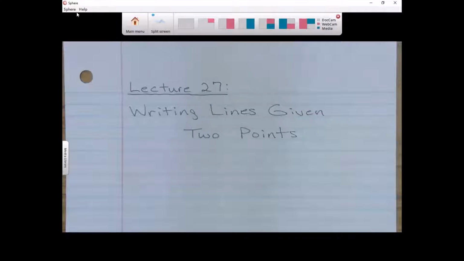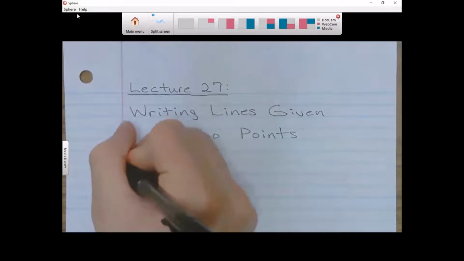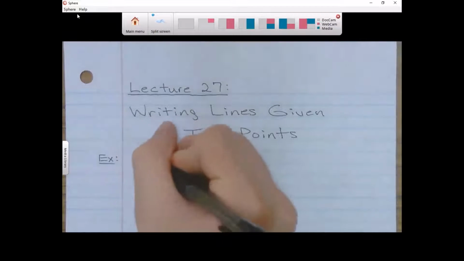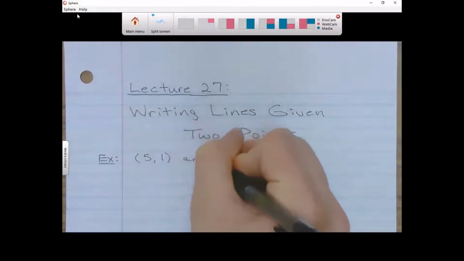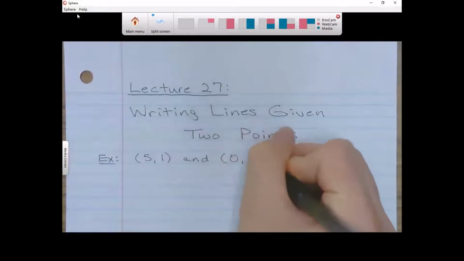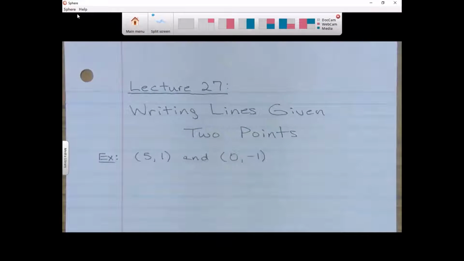Okay, today we're going to be writing lines given 2 points, lecture number 27. Now, when we're given 2 points, we can take those 2 points and we can draw a line through them. So what that means is they're going to give you 2 points, like let's say 5, 1 and 0, -1. They'll give you 2 ordered pairs like this.